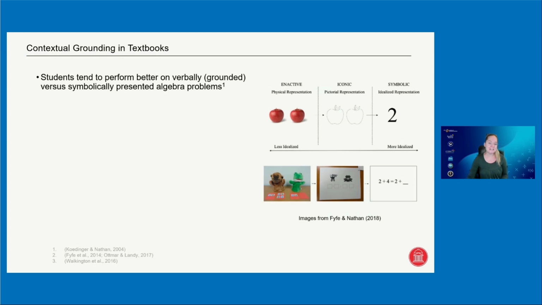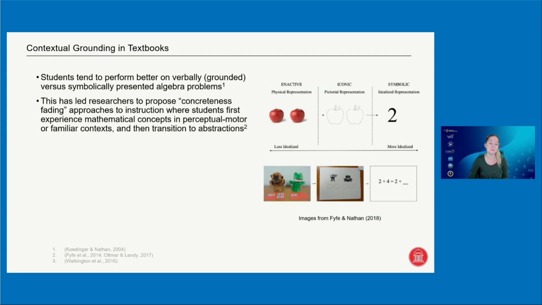When we look at contextual grounding in textbooks, how textbooks use real-world contexts, research has shown that students tend to perform better on verbally versus symbolically presented algebra problems, at least students who are at the K-12 level. This has led researchers to propose concreteness fading as an approach to instruction, where students first experience mathematical concepts in familiar contexts and then transition to experiencing mathematical concepts as abstractions.